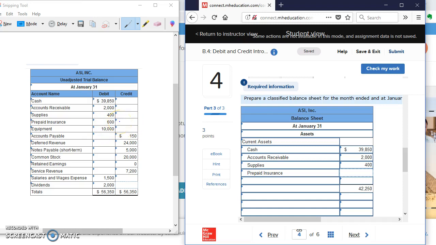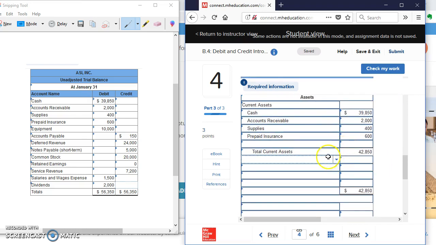But if we paid for 3 years of insurance, 1 year would be current and the other 2 would be non-current, so you would actually have to split up the prepaid account. But in our case here, the prepaid insurance is a current asset. And equipment generally is not a current asset because you're going to generally hold on to that for more than a year. So that's all our current assets. You have a subtotal here. Make sure you label your subtotal total current assets. And then we'll go on to the next piece.